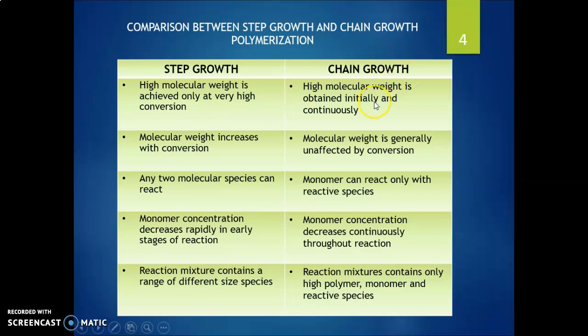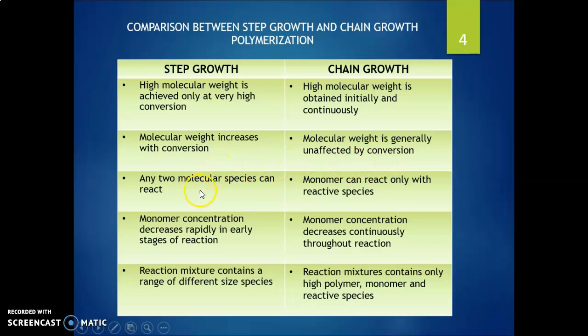While chain growth polymerization is a process in which the high molecular weight polymer is formed early in the polymerization process, and the polymer yield, which is the percentage conversion of the monomer into the polymer, will gradually increase with time. So molecular weight is generally unaffected by the conversion.